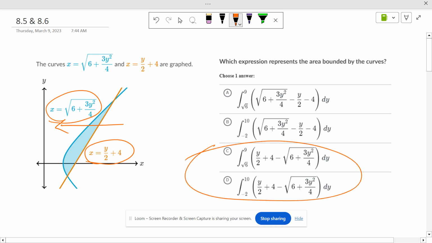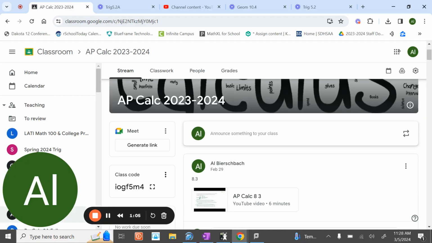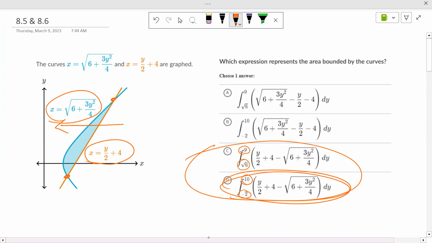Now, what's the difference between those two answers? Where we're integrating from, right? So what we have to do is figure out what the lowest point is and what the highest point is, okay? Because that's where we're integrating from. Well, since this one is the only one that involves negatives, that would be the answer, okay? So the answer would be D, okay? So you would integrate this.